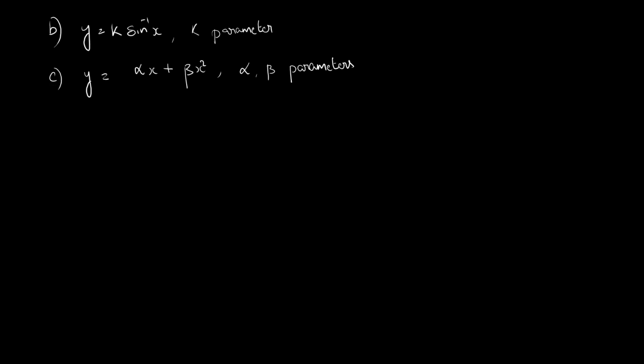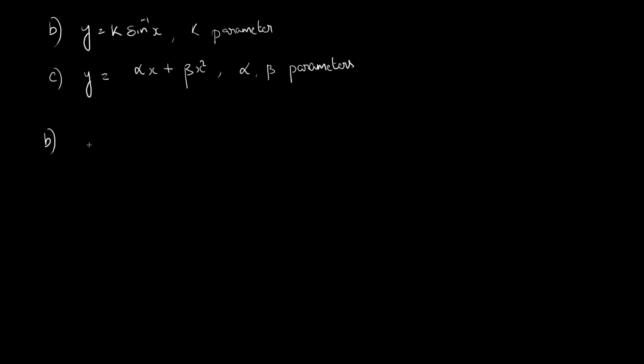15th question, part B: y equal to k sine inverse x, where k is a parameter. And part C: y equal to alpha x plus beta x square, where alpha and beta are parameters. So we can take part B first.